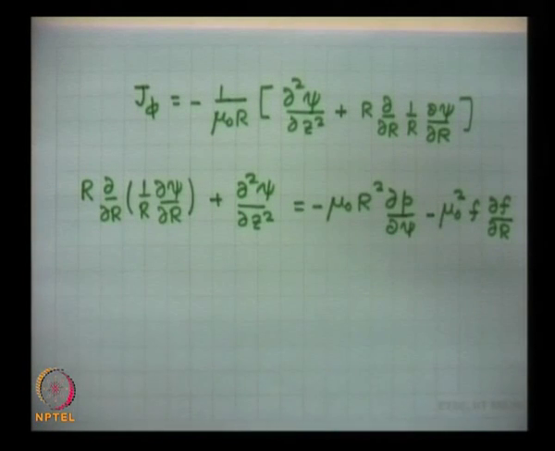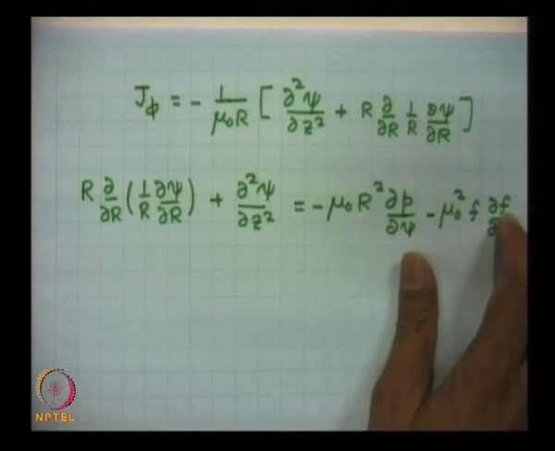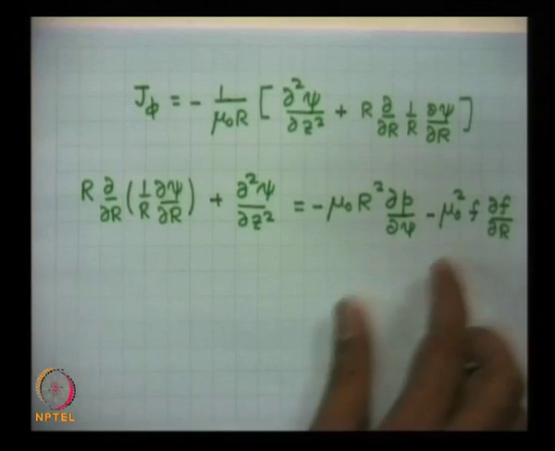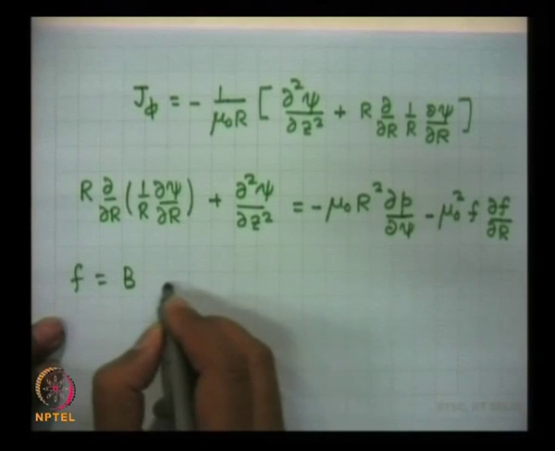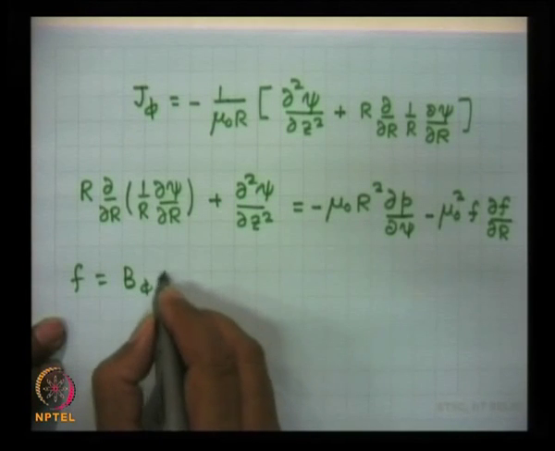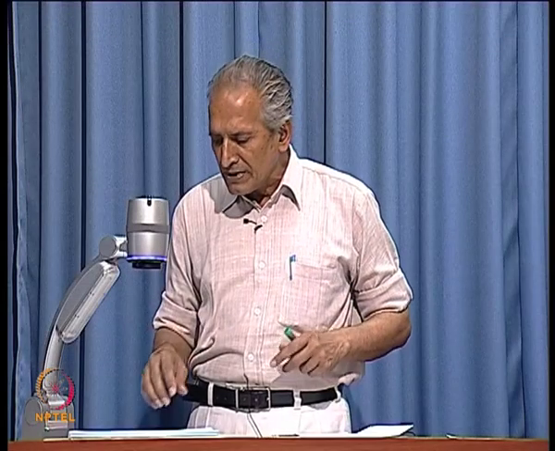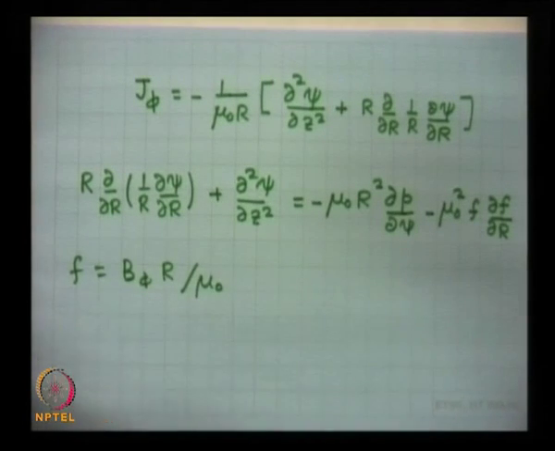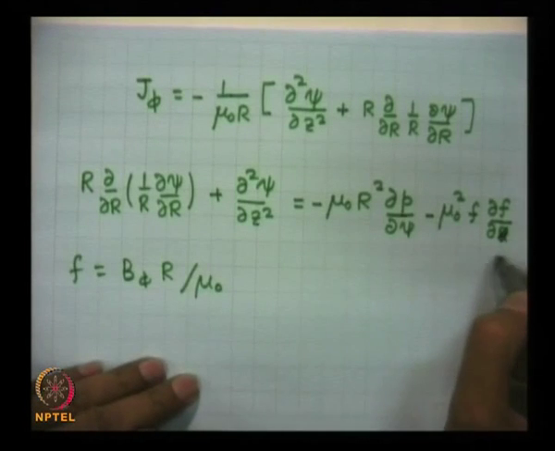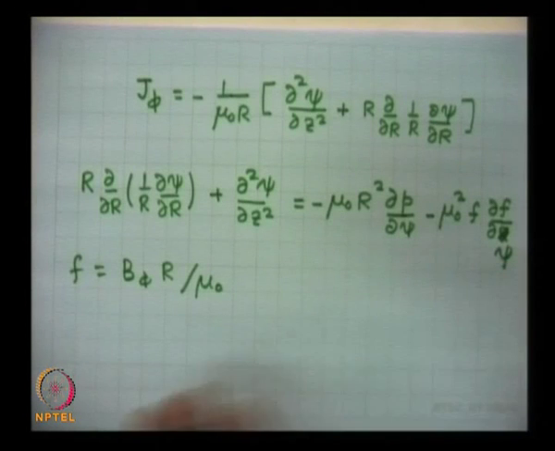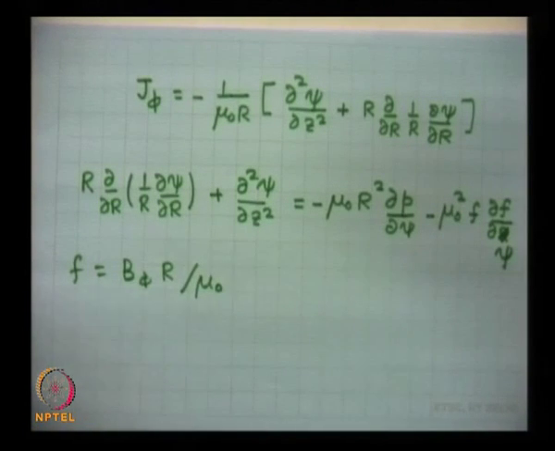So if I presume some profile of pressure as a function of psi, I can write some expression here, and also assume f, which is related to b phi. I just mentioned that f is equal to b phi into r upon mu 0. So if I presume any functional dependence for f on psi, or you can take f to be constant as well, in this case, if f is a constant independent of r, then this is 0. This is delta delta psi, not r, this is psi here. So if I take delta f by delta psi to be 0 and choose some functional dependence of p on psi, this equation can be solved numerically to find out psi as a function of r and z.